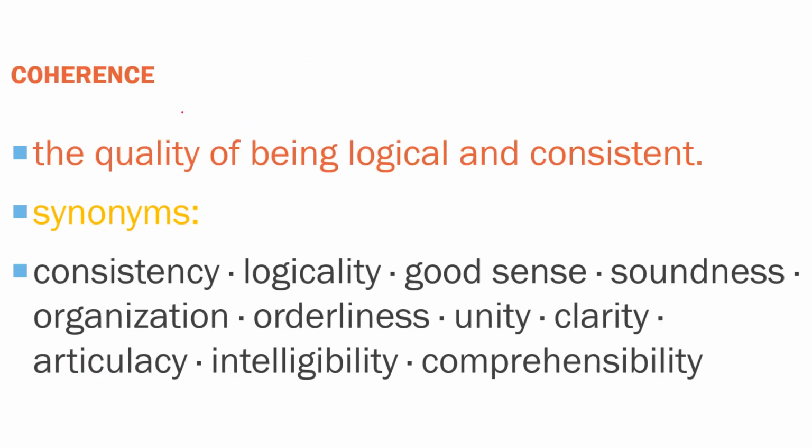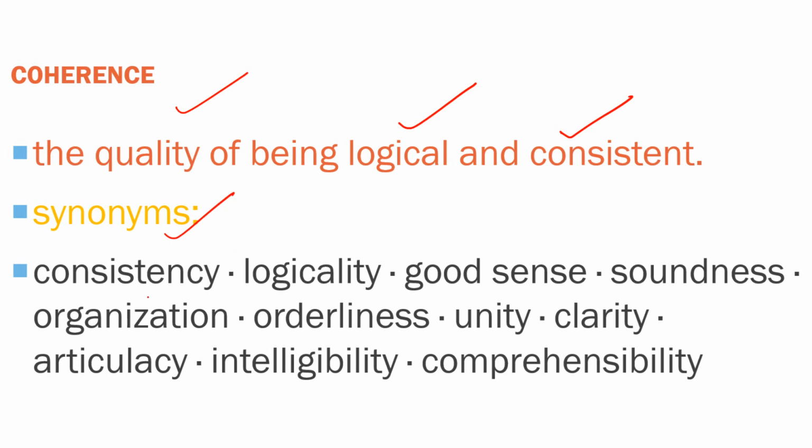Then what is coherence? Coherence means the quality of being logical and consistent. Your ideas, your paragraph should be logical and consistent. Not in a rambling manner you should write. For example, it should be logical and consistent.